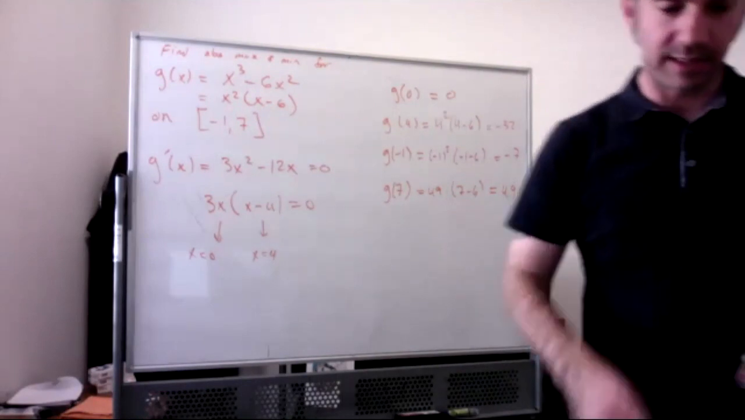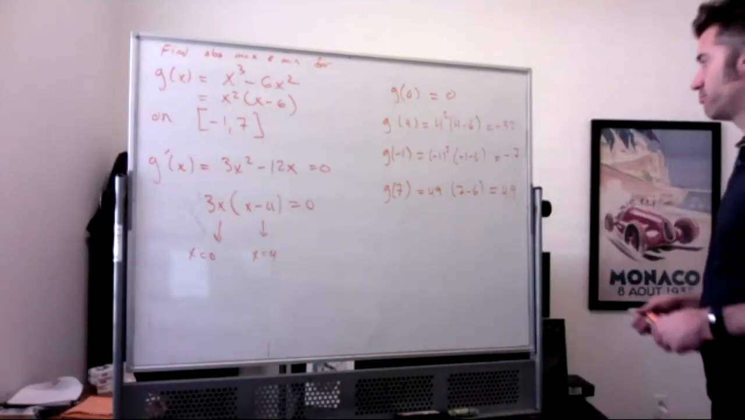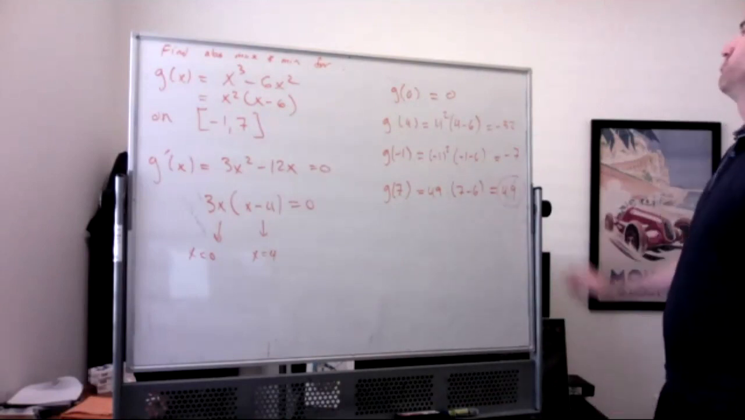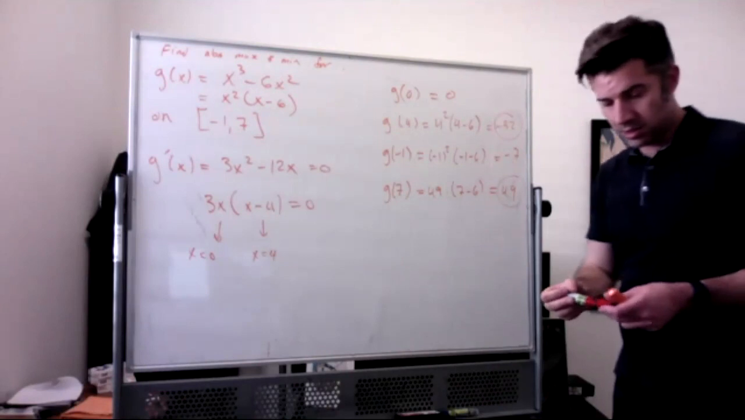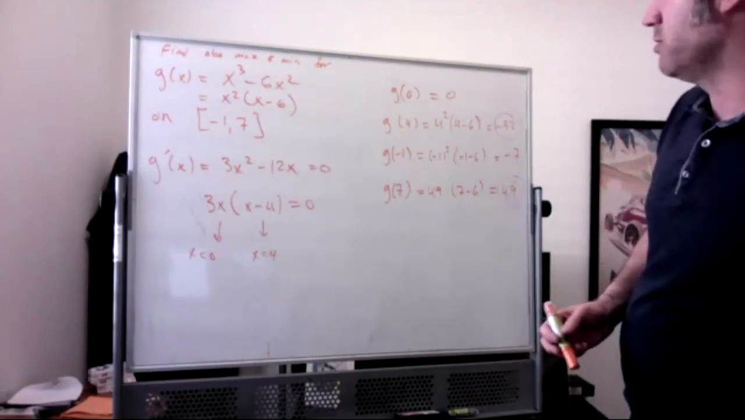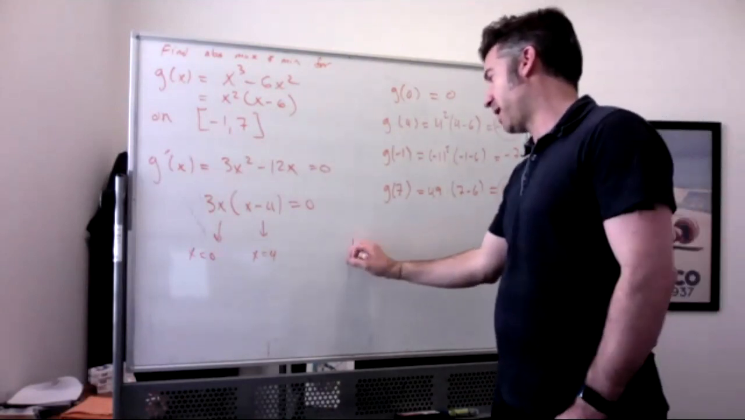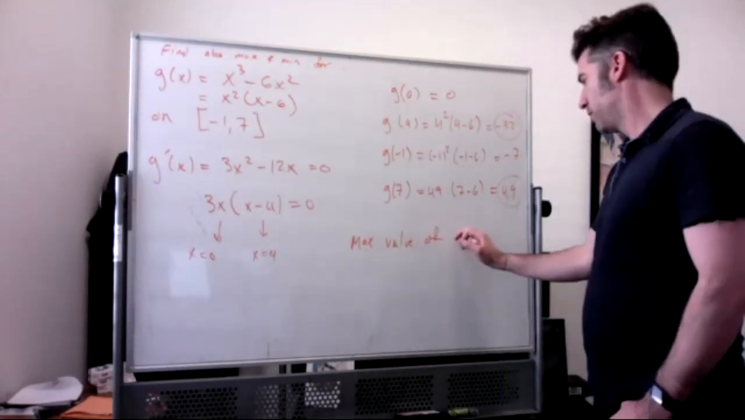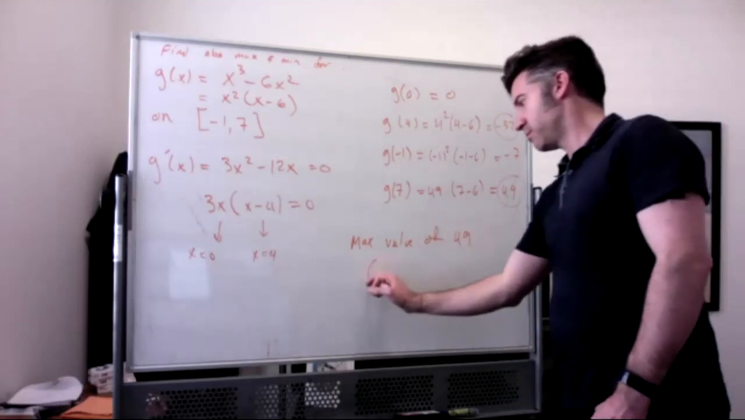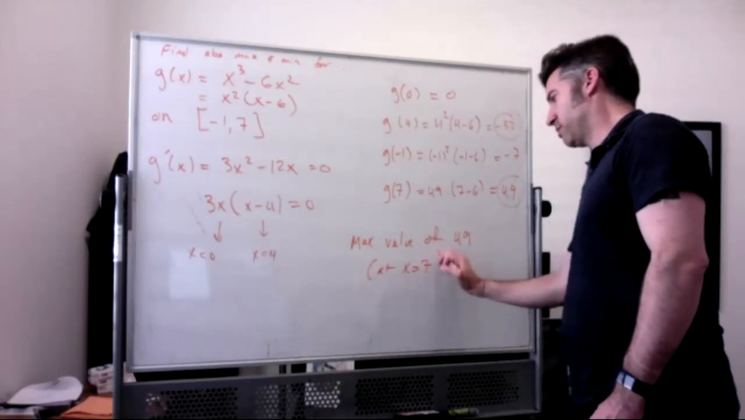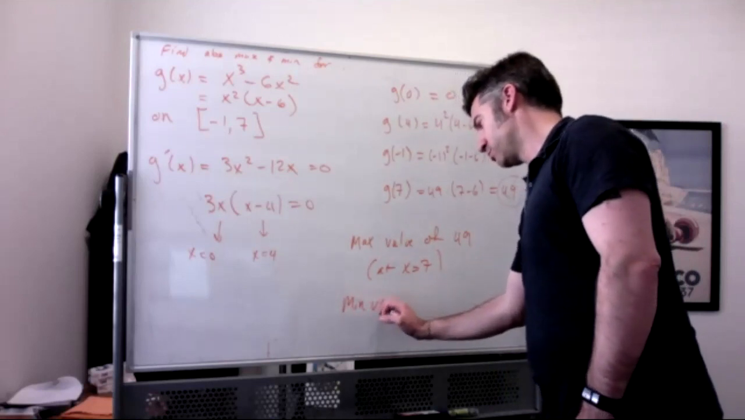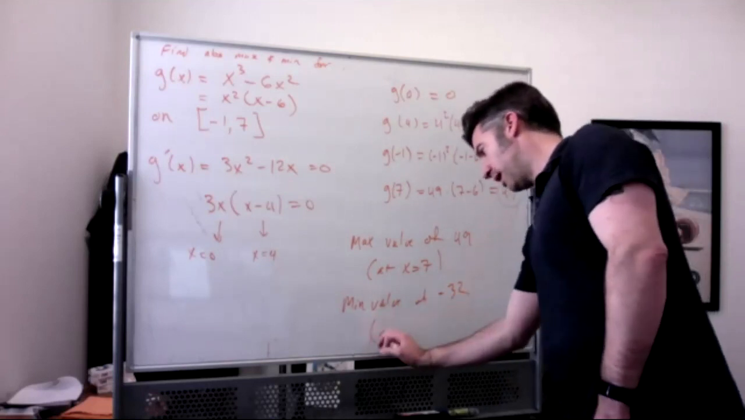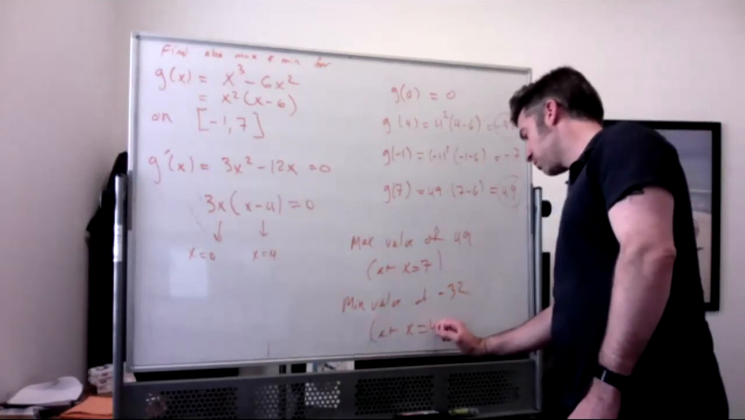Okay, what's the biggest? That one. What's the smallest? That one. So the way I phrase the question, I could say I have a maximum value of 49 at x equal to 7. I have a minimum value of -32 at x equal to 4.